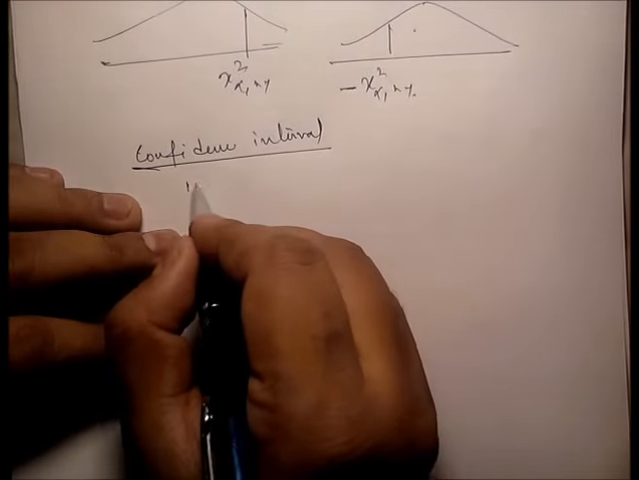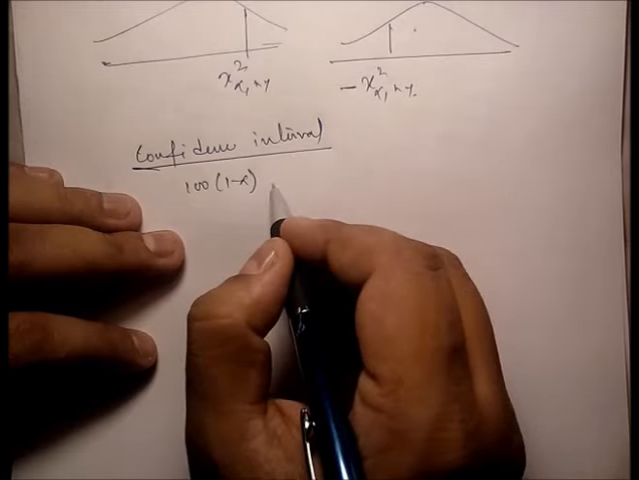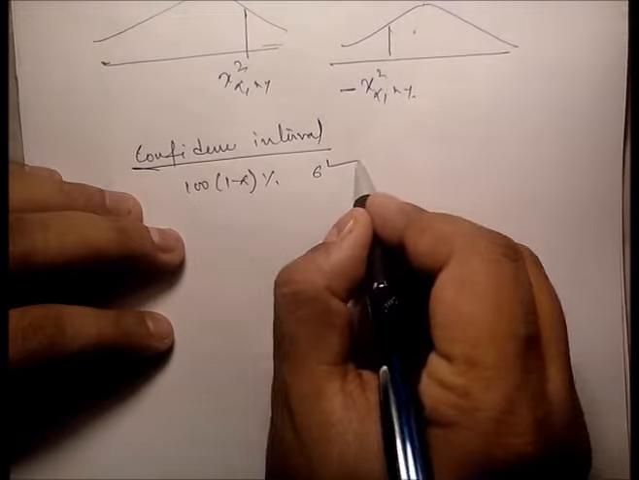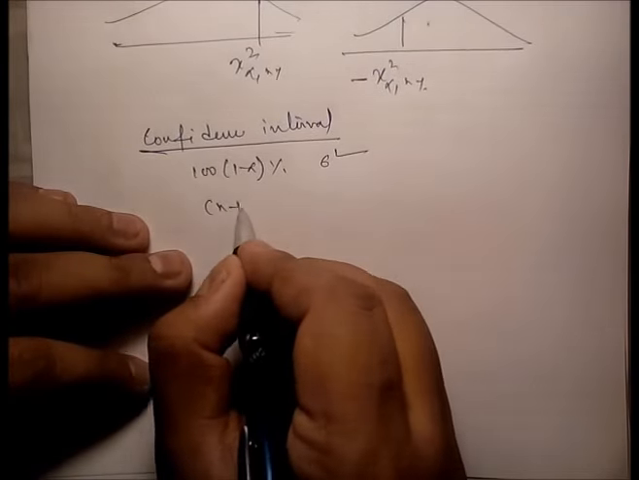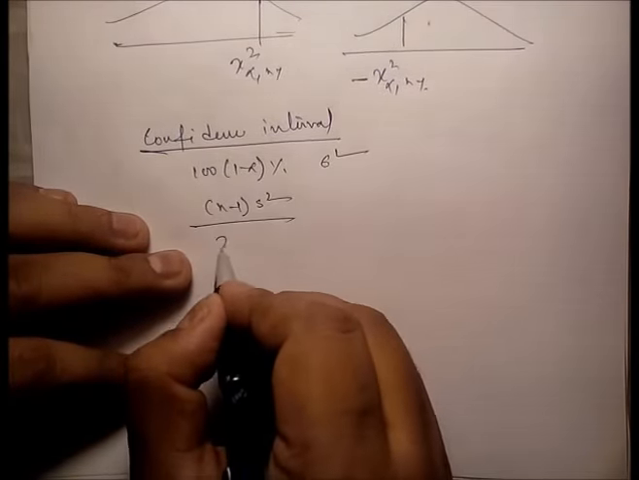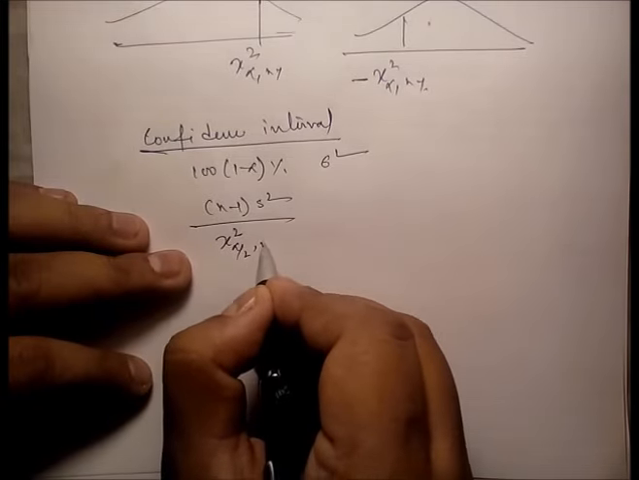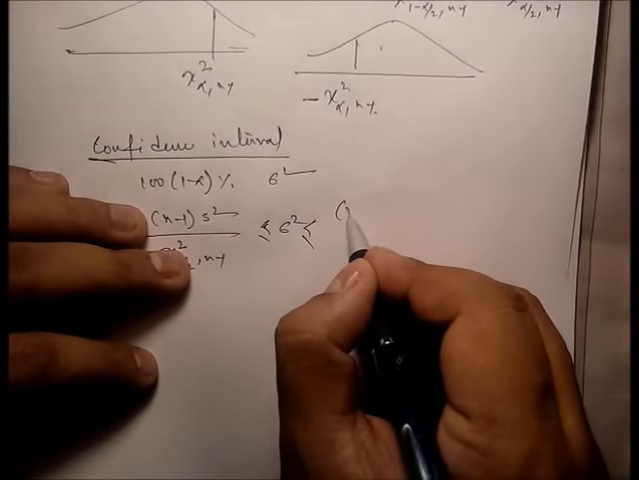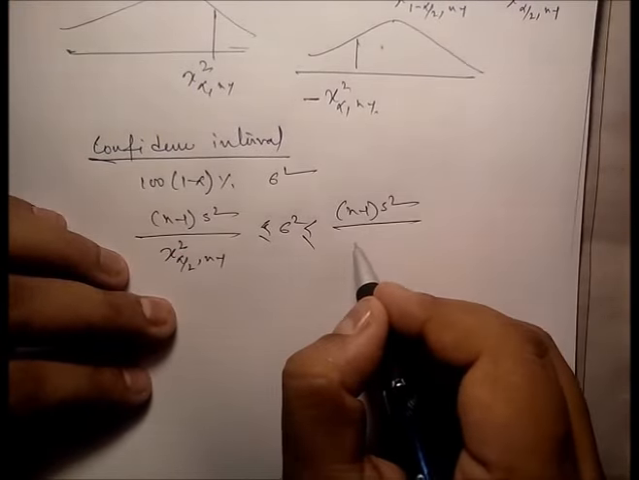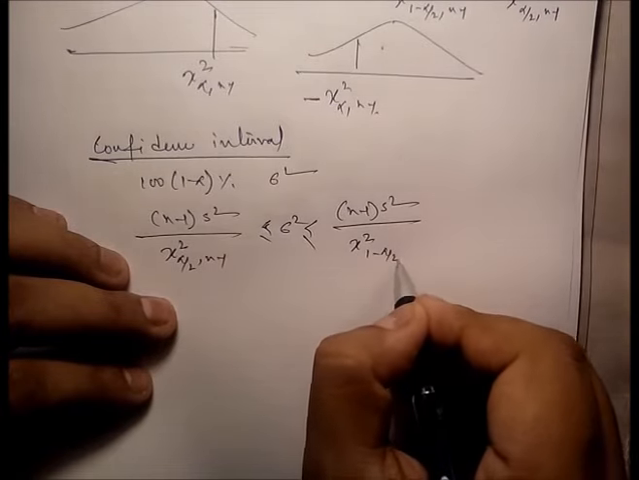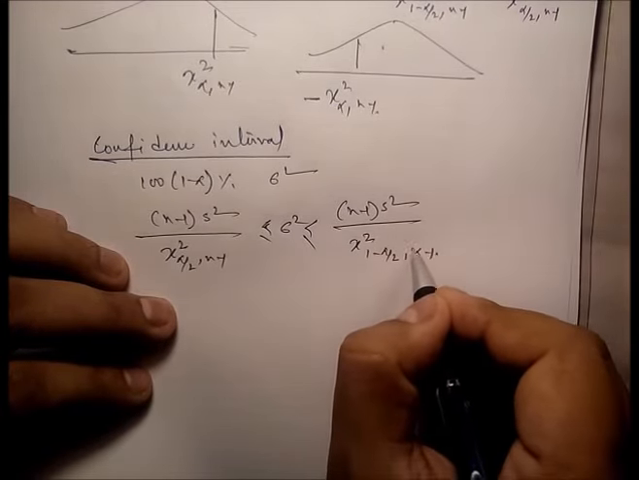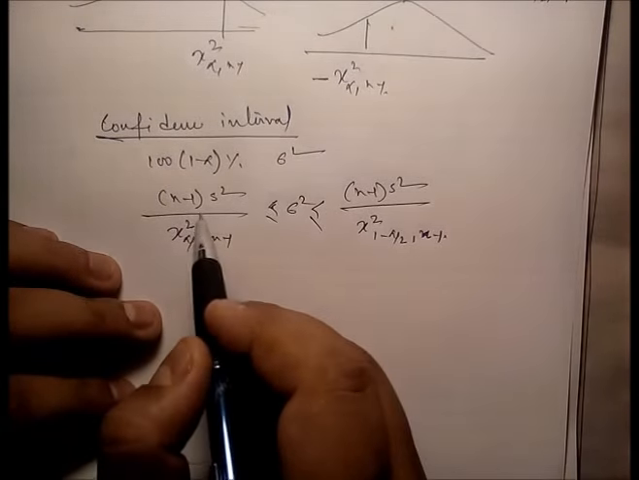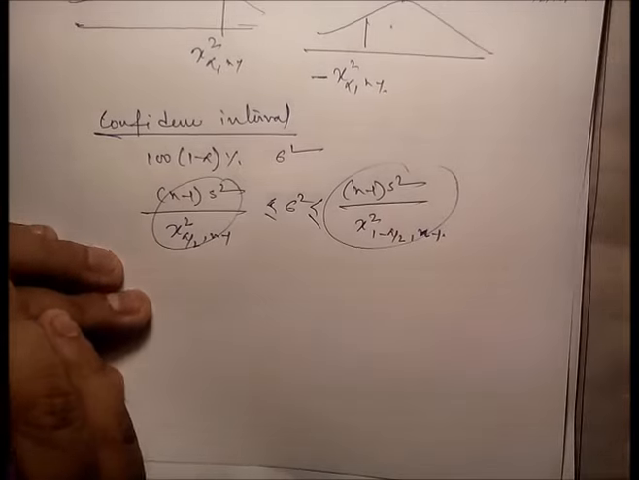So the 100(1 minus alpha) percent confidence interval of the population variance is (n minus 1)s squared divided by chi-square alpha by 2 with n minus 1 degrees of freedom, less than sigma squared, less than (n minus 1)s squared divided by chi-square 1 minus alpha by 2 with n minus 1 degrees of freedom. Okay, so the actual population variance would be in between this value and this value.